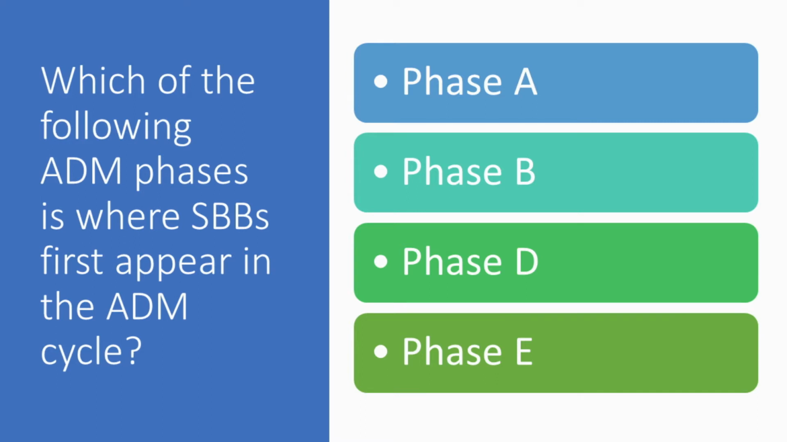Which of the following ADM phases is where SBBs first appear in the ADM cycle? Options we have: A, Phase A; B, Phase B; C, Phase C; D, Phase E. Correct answer for this question is option D, Phase E. Because SBBs appear in Phase E of the ADM, where product-specific building blocks are considered for the first time. SBBs define what products and components will implement the functionality, thereby defining the implementation.